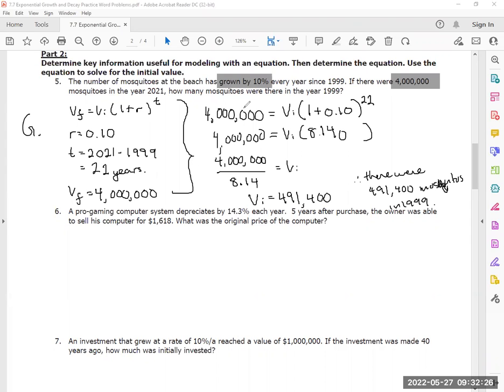Okay? So here it is. That's a growth. Number 6 is actually a decay problem because of the word depreciate. And it's also a question where I ask for the initial value. So I think you can do the rest of these on your own.